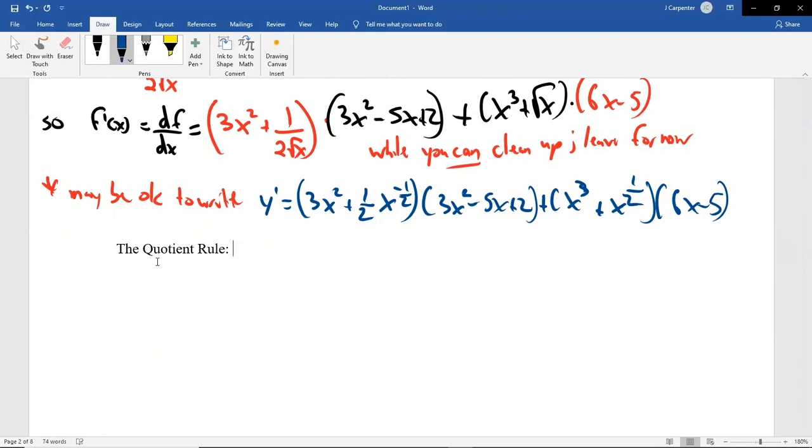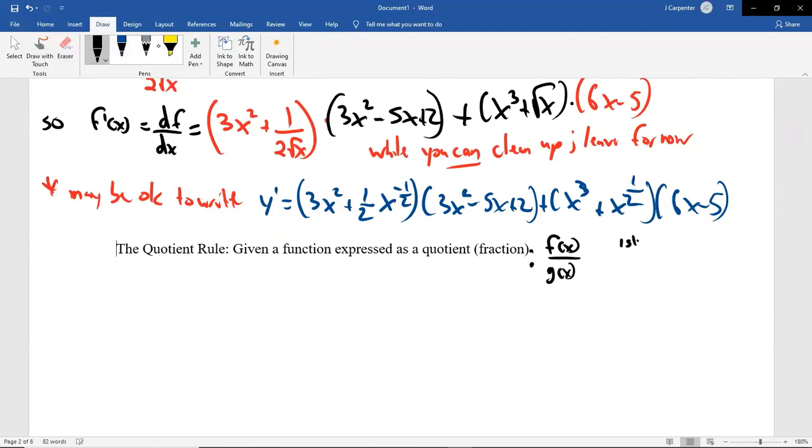Product rule is for products, the quotient rule is for quotients. So given a function expressed as a quotient, in other words, a fraction, let's say that it's originally written as f of x over g of x. And again, you can also just say first over second. That is definitely what I prefer to say.